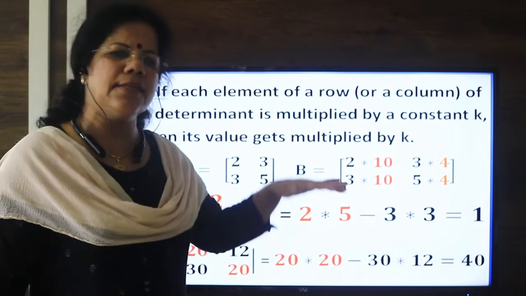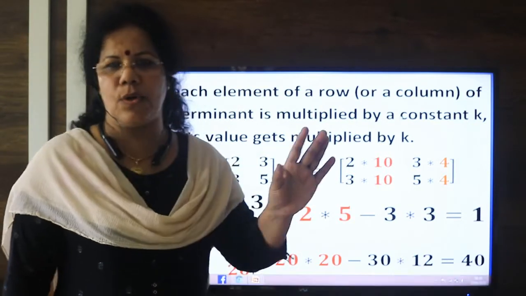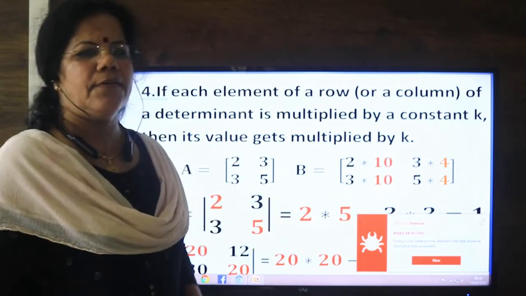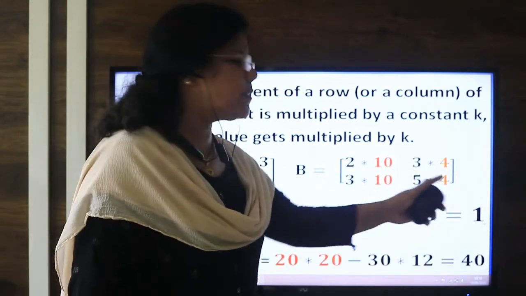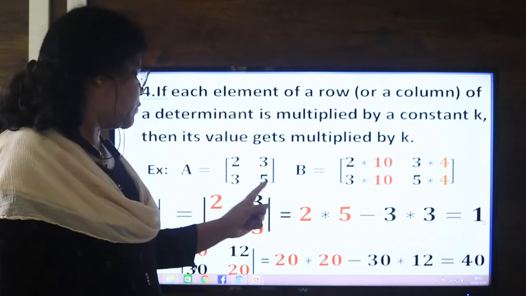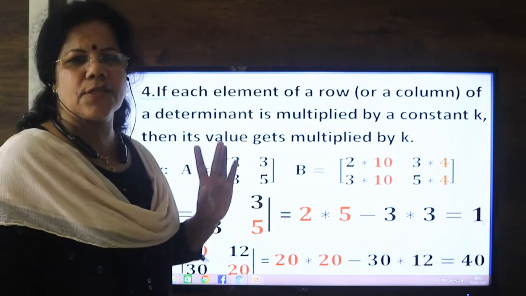Here, what is the difference? There I have multiplied with the first row only. Here, what have I done? First column is multiplied with 10. Second column is multiplied with 4. Determinant A is equal to 10 minus 9, which is 1.